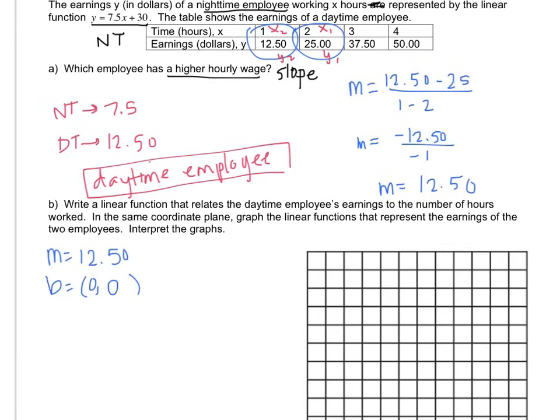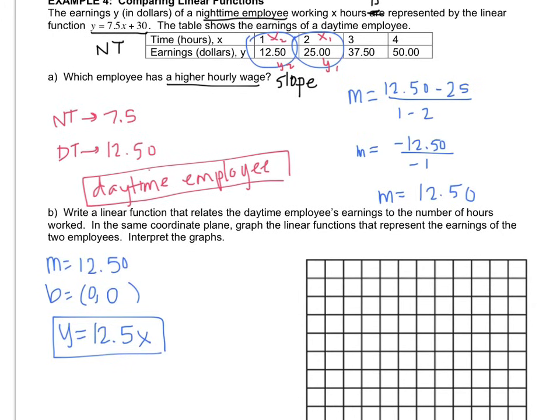In the same coordinate plane, graph the linear functions that represent the earnings of the two employees. So first I have to put it all together. Y equals 12, I'll just write 12.5x. You could write 12.50x plus 0, but nobody writes that, so don't do it. So y equals 12.5x. So this is the daytime, and then we have the nighttime up top. That's over here, 7.5x plus 30. So let's graph.